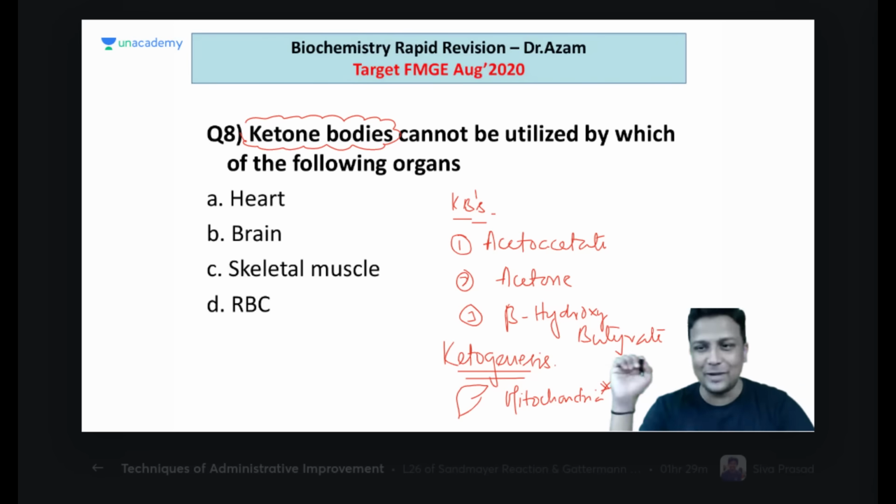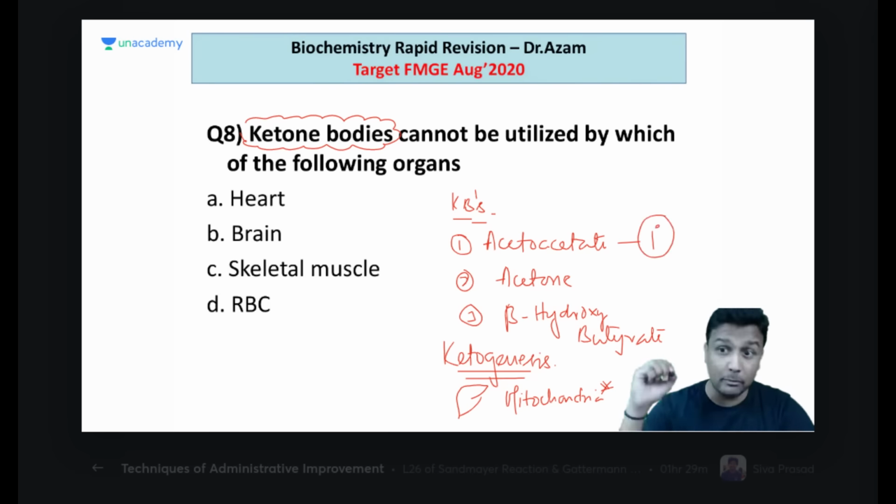One more question here, my dear friends. Tell me, out of the 3 ketone bodies, which is the primary ketone body? Yes, the primary ketone body will be the first one here, that is acetoacetate. I think you all know, these are the points to remember here.